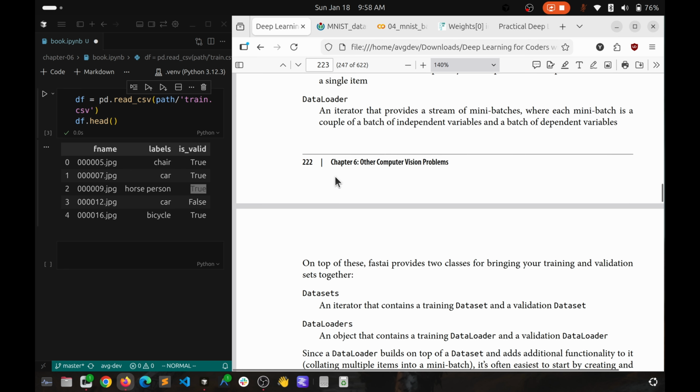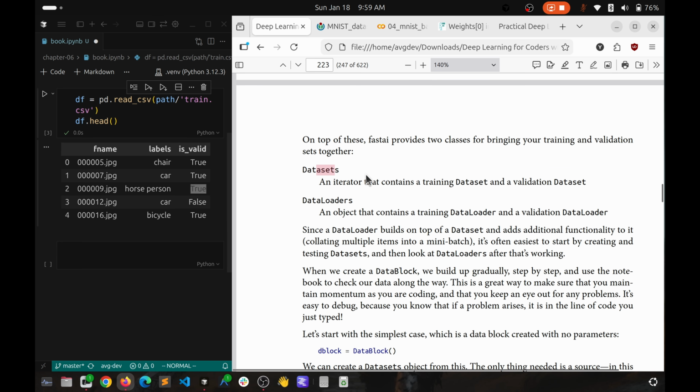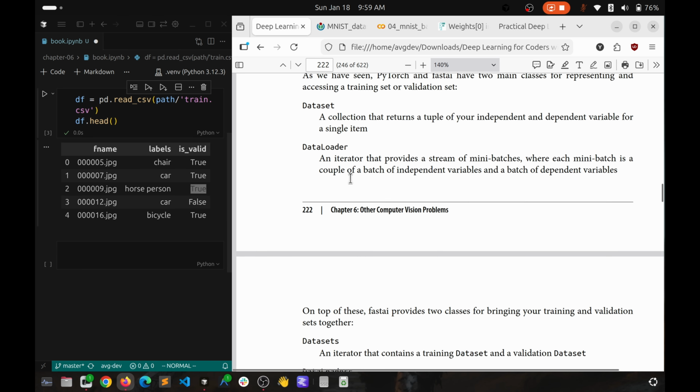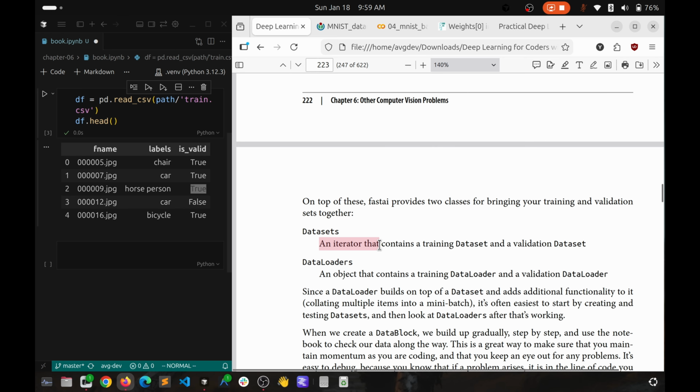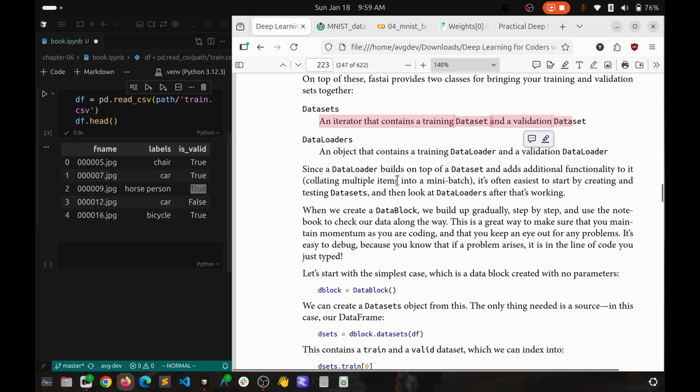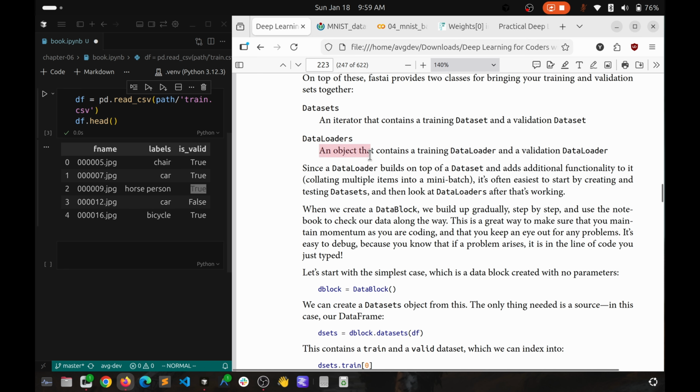So it's kind of like a group of examples. A data loader gives you a group of the examples. On top of these, fastai provides two classes for bringing your training and validation sets together: Datasets and DataLoaders. Datasets is an iterator that contains a training dataset and a validation dataset. DataLoaders is an object that contains a training data loader and a validation data loader.